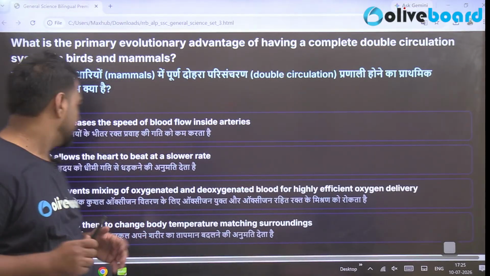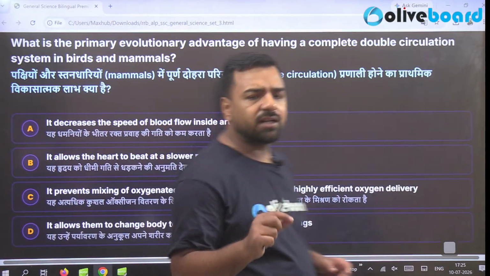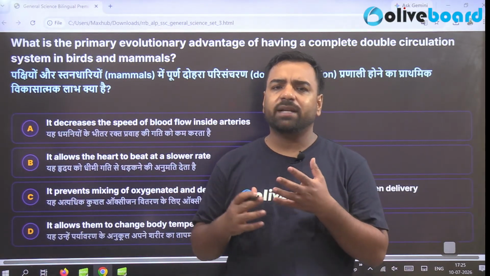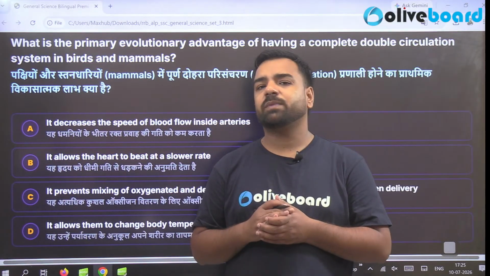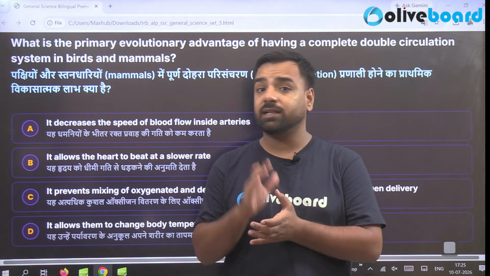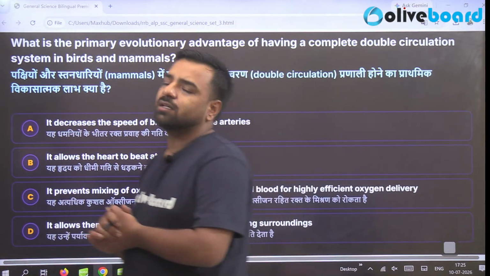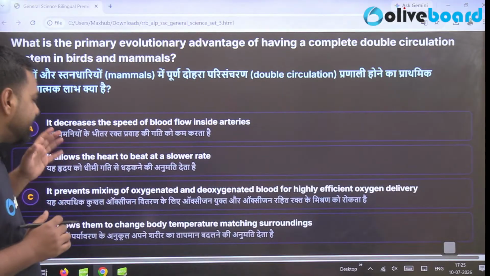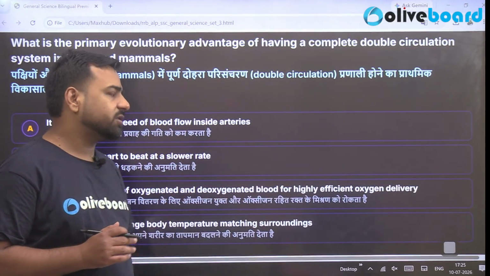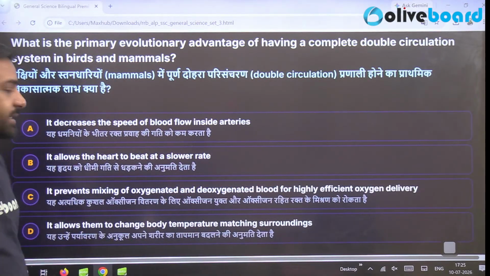Doesn't make any sense. It allows the heart to beat at a slower rate? No. In order to maintain the speed, there's a natural pacemaker, and the answer is the sinoatrial node. Right? That is a natural pacemaker. Yes, this question was asked in the examination. The third option that is given to you is it prevents mixing of oxygenated and deoxygenated blood for highly efficient oxygen delivery. That's the perfect option. So here we can go with option number C.